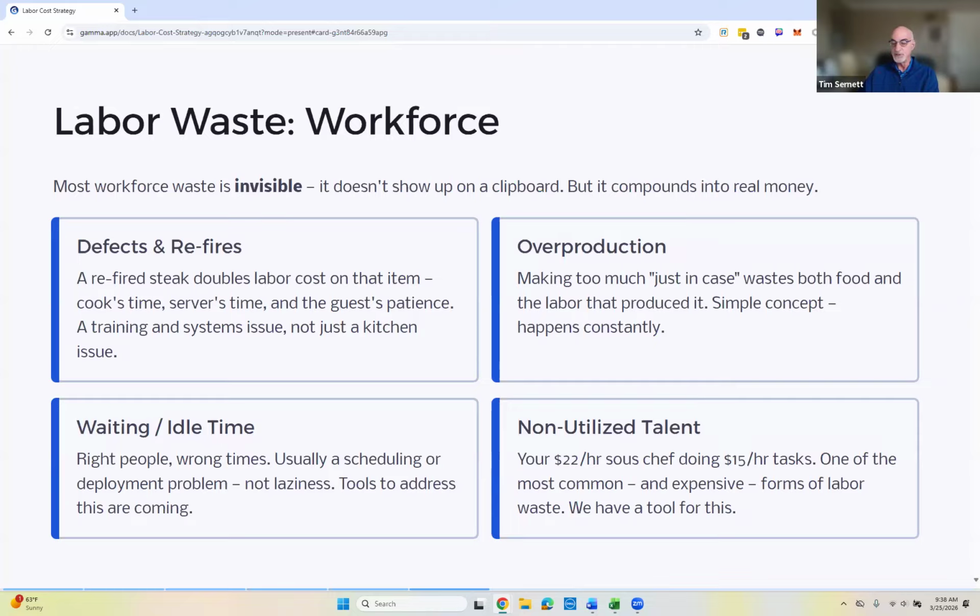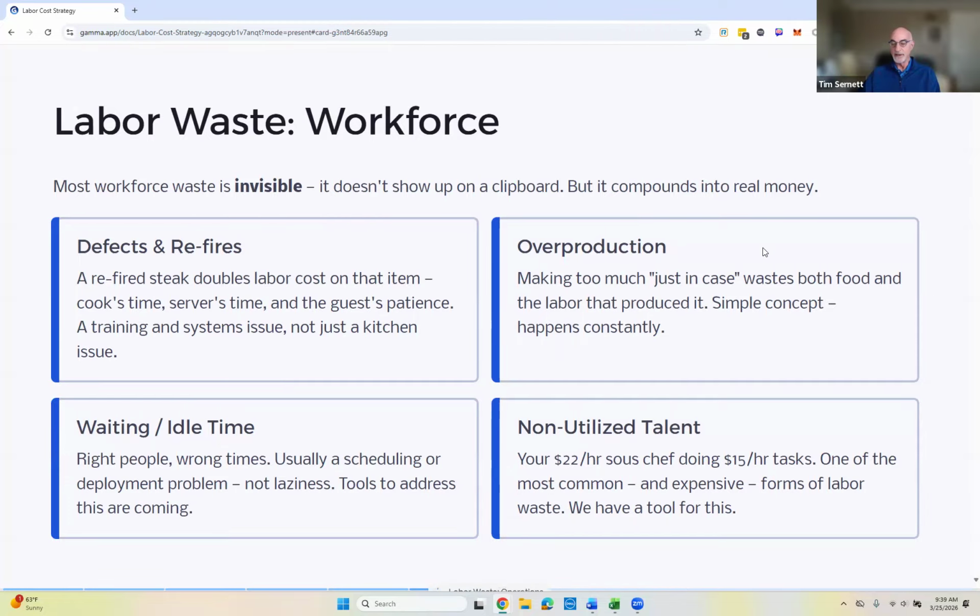Non-utilized talent, your $22 an hour sous chef doing $15 an hour tasks. High-paid staff doing low-skill work that could be handled by someone at a lower wage level. This is one of the most common and expensive forms of labor waste. And we're going to look at a tool that makes it very concrete in a few minutes.